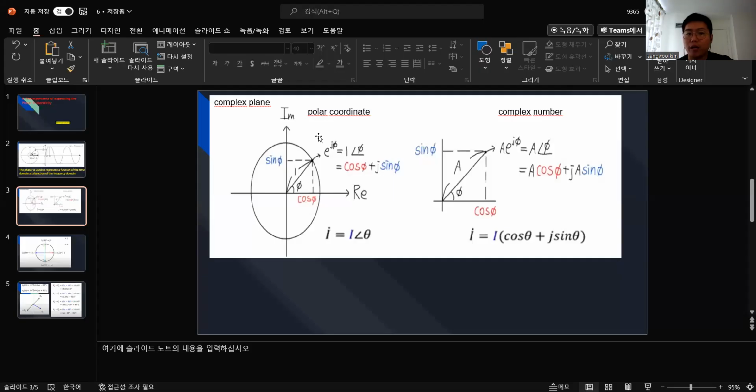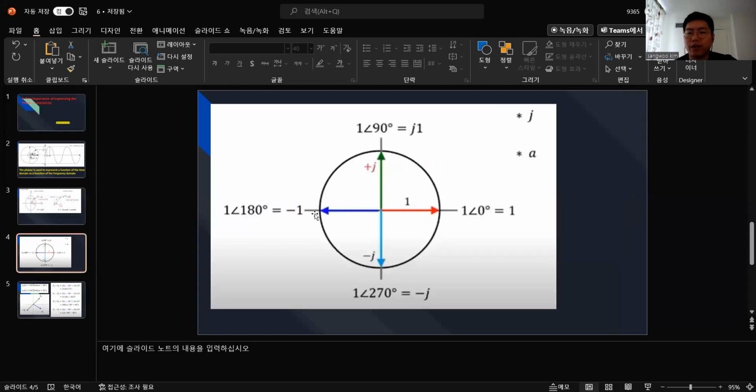So what I mean is, here is the complex plane, and this is a polar coordinate, and here's a complex number. If you guys are confused about the math, let me know. I will try to make math lectures, okay? And let's move on. If you have a calculator, okay?